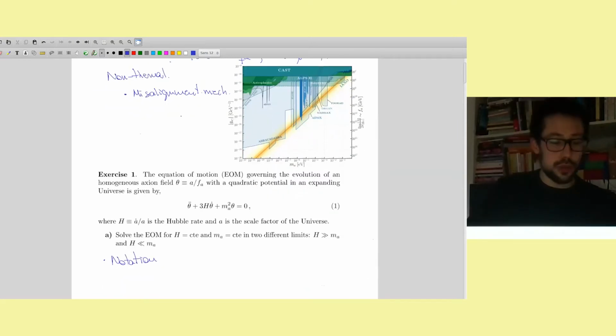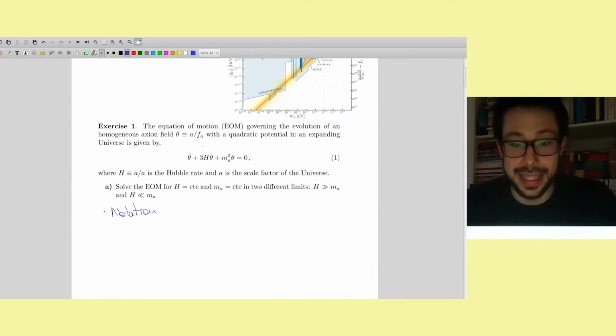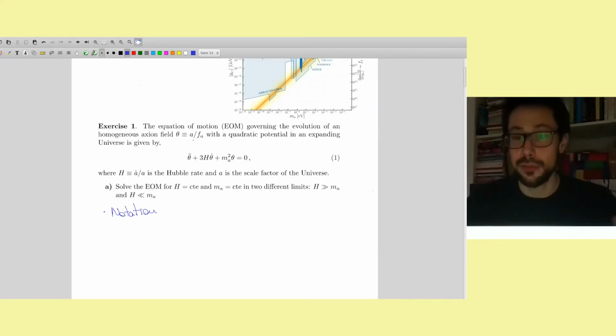So here in the exercise, what is asked is to study the equation of motion governing the evolution of the axion. In particular, this is the equation of motion of the axion in the case in which the axion field is homogeneous, so it does not vary in space. Of course, it will evolve in time, but we're assuming here that in every point of space, the axion field is exactly equal.